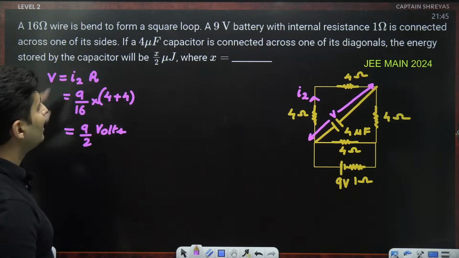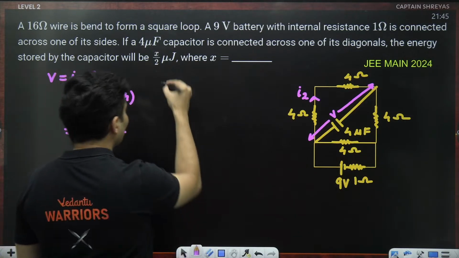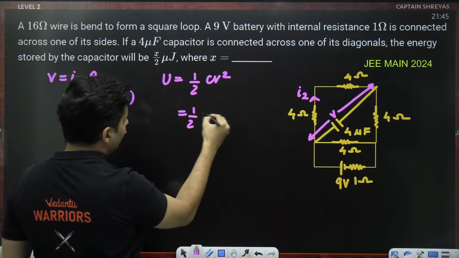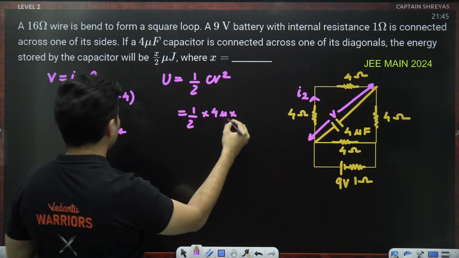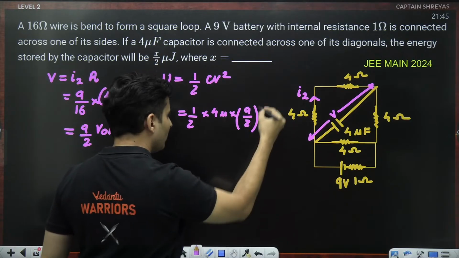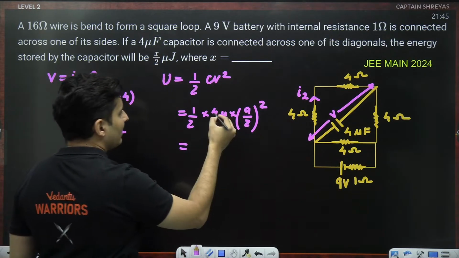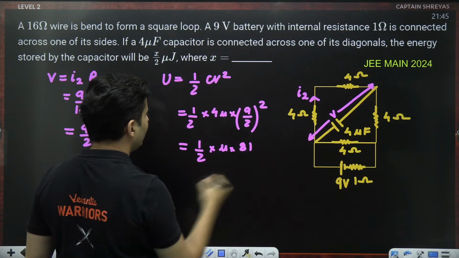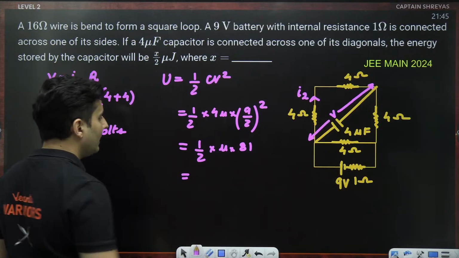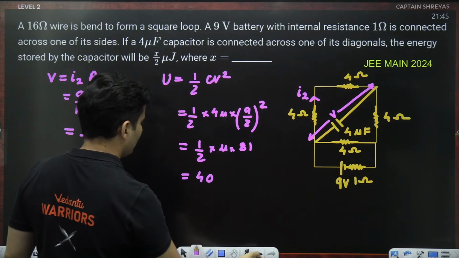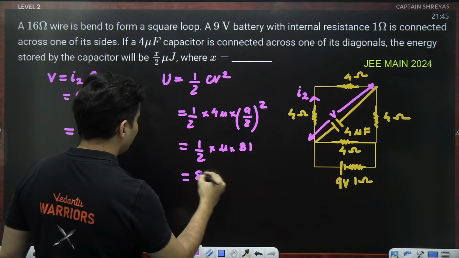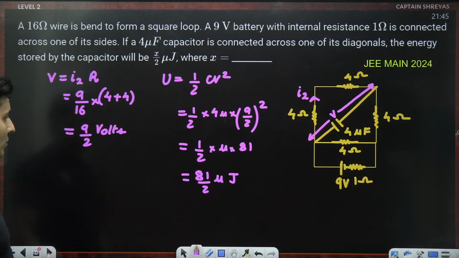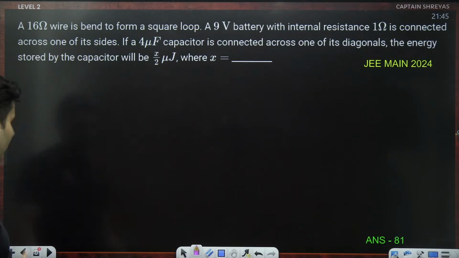Now the question is, what is the energy stored? The energy stored is half CV square. Capacitance is 4 micro. Voltage is 9 by 2, but you have to square it. 2 square is 4, 4 cancels, so 1 by 2 into micro into 9 square, which is 81. So I'll just get 81 by 2 microjoules. So 81 by 2 microjoules, answer is 81, yes, perfect, we got it.